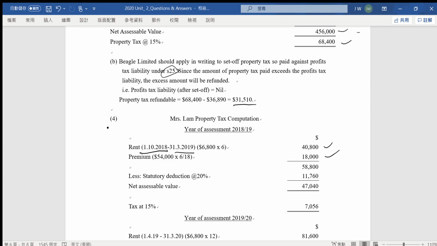Add them up, that is the total consideration. And then about the statutory deduction of 20%, we will deduct this, and we will work out the net assessable value. Then we'll multiply the standard rate 15%. The tax payable amount will be 7,056 in this year.